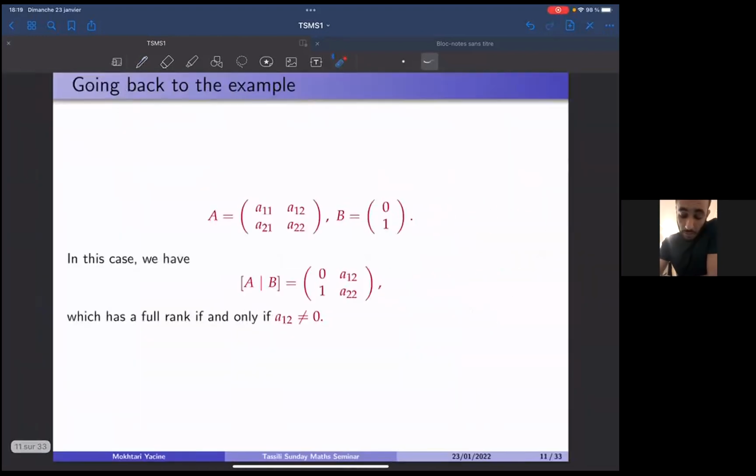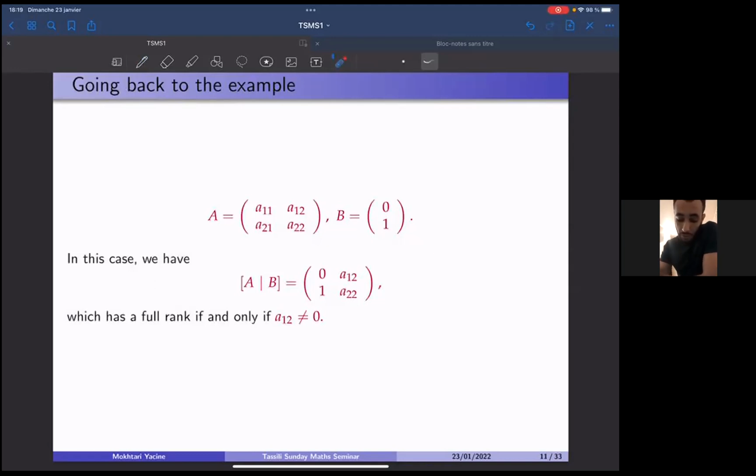Okay, let us go back to the example and apply this Kalman criterion. In our case, A is given by this matrix, B is the vector (0, 1), and n in this case is equal to 2. So we stop at n equals 1. The Kalman matrix is given by B and AB. If we compute AB, we obtain these rows, and this matrix has full rank if and only if A12, this component of the coupling matrix, is different from 0.